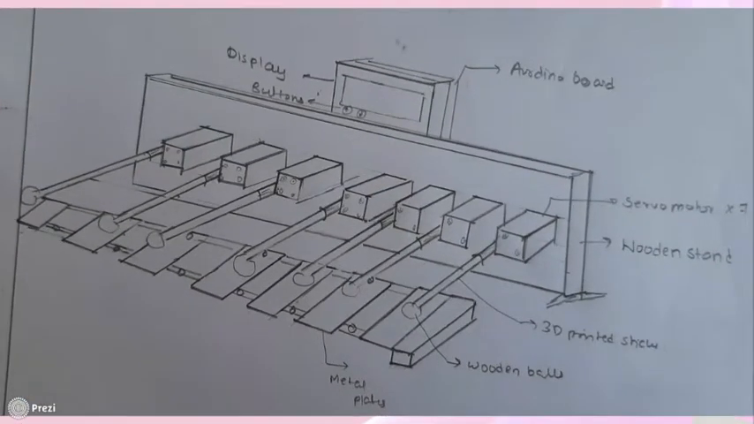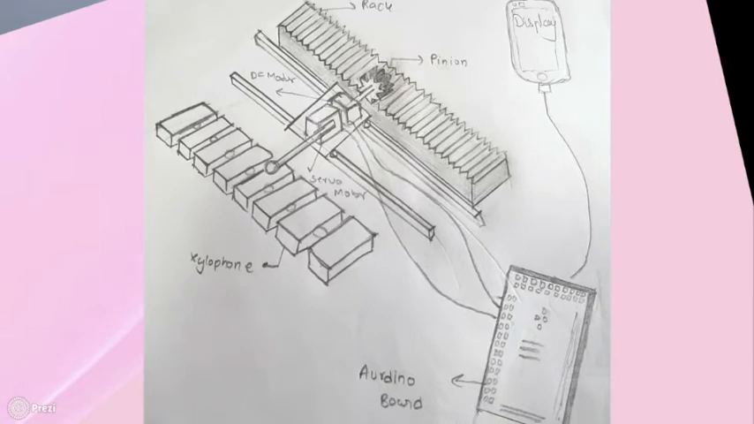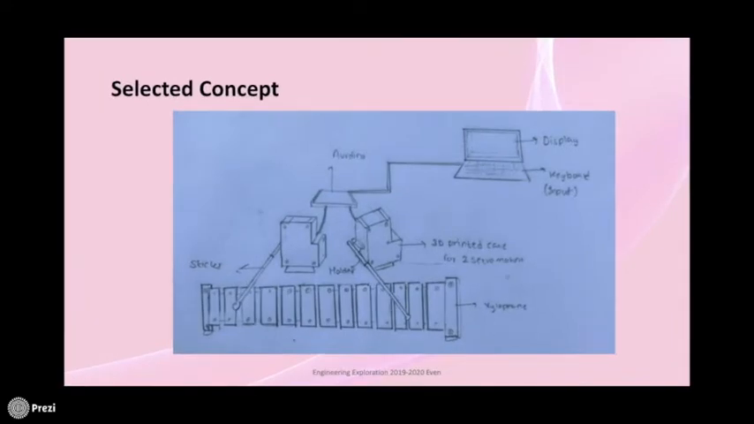In the third concept, seven servomotors are used. Each motor holds each stick and brings the hitting action between a particular stick and a panel. In the fourth concept, rack and pinion is used. The DC motor brings the horizontal motion and the stepper motor brings the vertical motion to the stick. And we have selected the first concept.